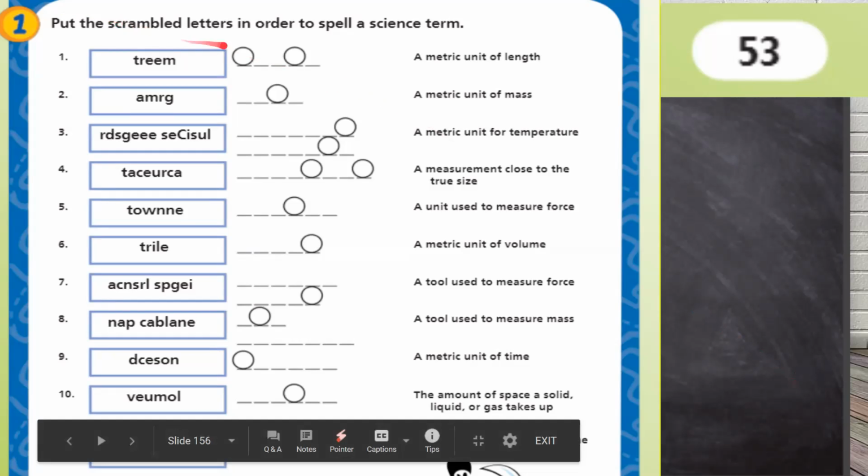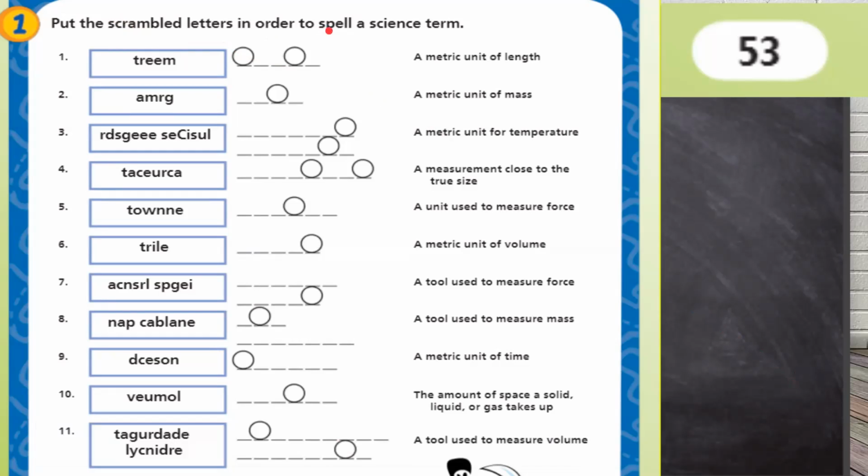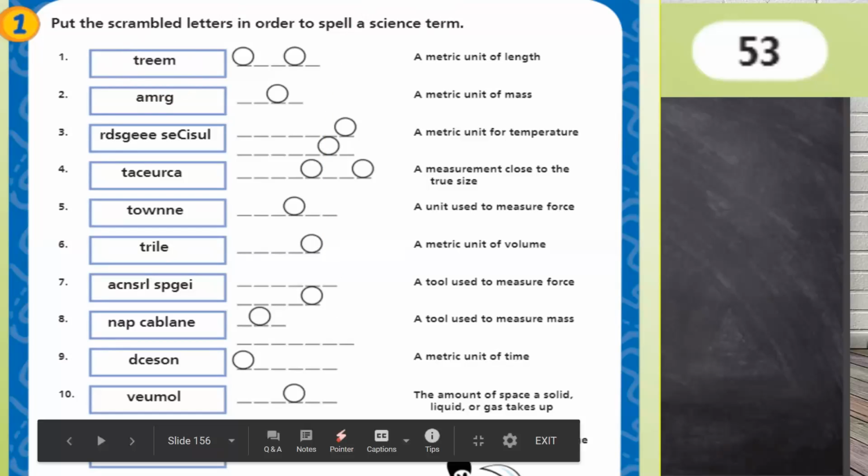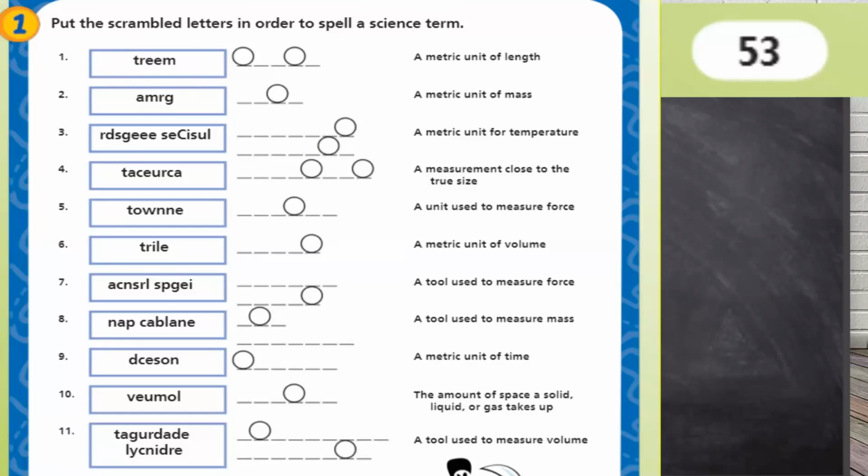Now let's do this one. Put the scrambled letters in order to spell a science term. Number 1, you have over here we have scrambled letters. This is the hint. It's telling you number 1 is a metric unit of length. And these are the letters. Guess what it is? Who wants to answer? Okay, Maria. Meter. Good job. Excellent.